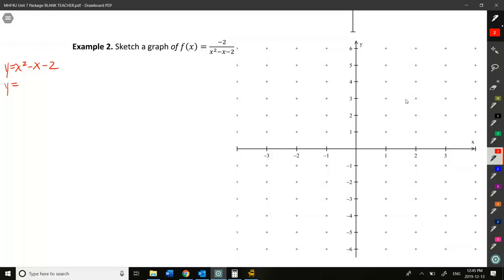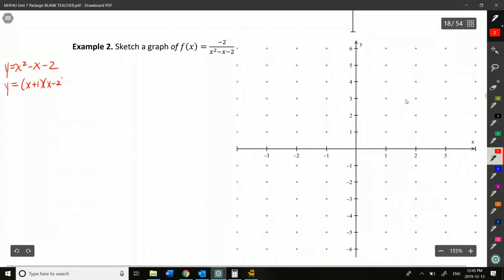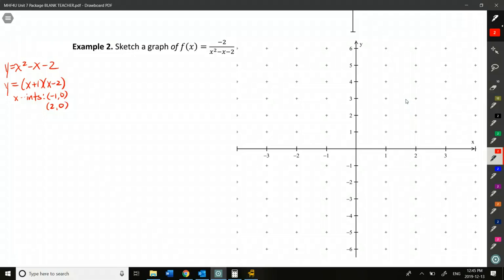We'll factor it. So we're looking for two numbers that multiply to -2 and add to -1. Jonathan? 1 and -2? Yeah, 1 and -2. Okay, so our x-intercepts are at -1 and 2. In order to get a whole picture of what the graph looks like and what its reciprocal function looks like, I want points on both sides of my x-intercepts and also in between them.